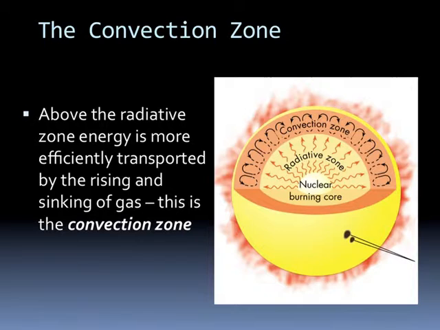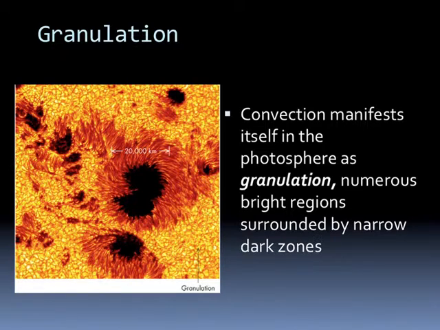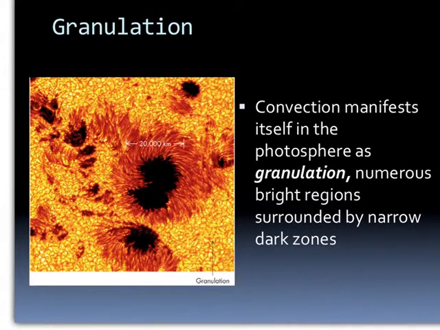Above the radiative zone, energy is more efficiently transported by the rising and sinking of gas, and this is called the convection zone. And convection manifests itself in the photosphere as granulation, or if I look very carefully here, I see granules of material on the surface of the Sun.